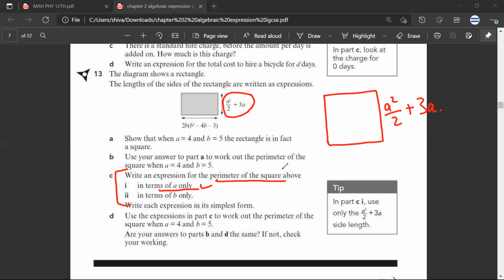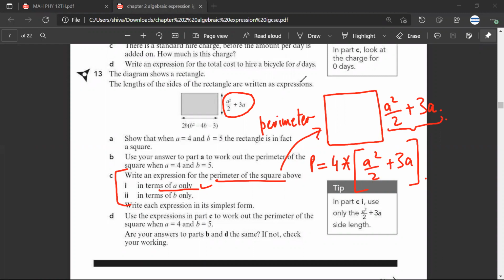Now what they are saying is write the perimeter of the square in terms of A only. So this is A. So the perimeter would be equal to 4 times the length. What is the length? Length is A square by 2 plus 3. Satya, have you understood? Yes, sir. Sarthak, have you understood now? Yes, sir.